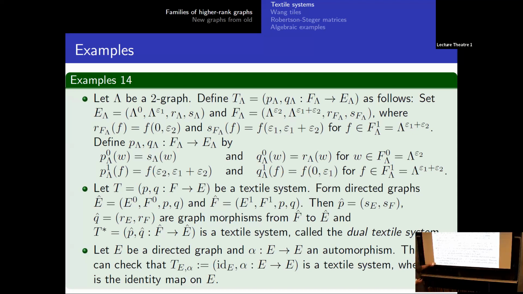And then another way of getting a directed graph that involves a textile system is just take a single automorphism of a directed graph and just use the identity map and the automorphism as your maps, and you get a textile system. So there's an example of a 2-graph containing information about the action of a group on a K-graph. Oh, sorry, a single automorphism. Z.